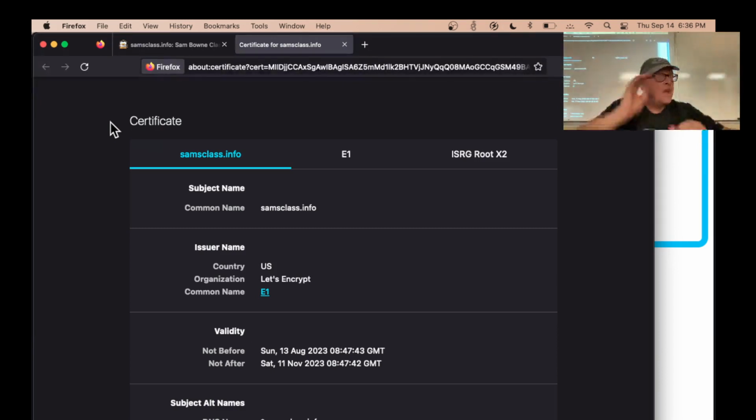Right? Yeah, the only thing it verifies is that you've reached this domain. It doesn't verify anything about the contents of the pages on that domain. So it just verifies that you actually reached the real samsclass.info, not a fake one. But what I'm saying is that the hacker, the middleman, can return the same signature as well.